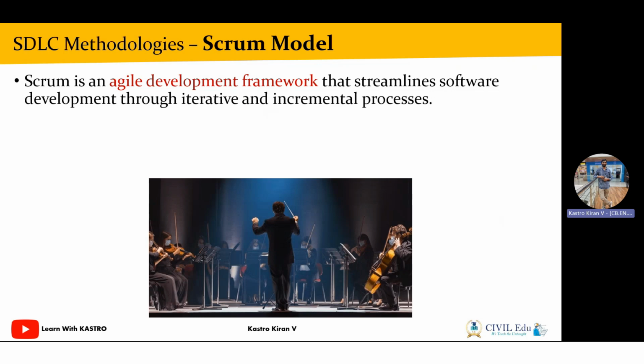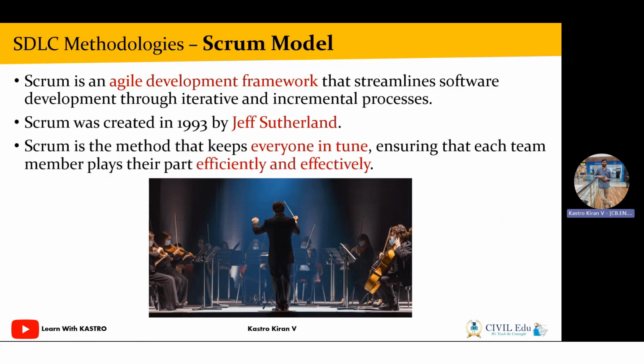So Scrum is basically a framework that is available in the Agile methodology. And this Scrum was first created in the year 1993 by the team of Jeff Sutherland. And here, Scrum is something that keeps everyone in tune. As I was mentioning, the conductor's role is to keep everyone in tune with the work. So similarly, Scrum is one framework which will ensure that everyone is in tune, that is, everyone is working constantly for the better progress of the work. And that will ensure each team member plays their part efficiently and effectively. That's called the Scrum model.